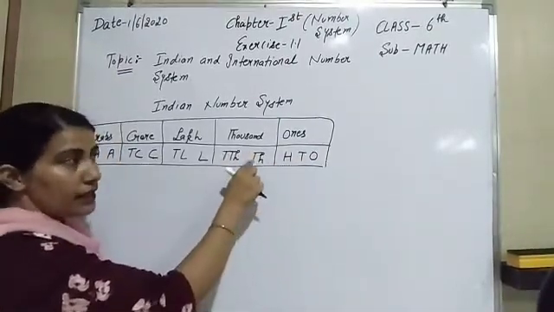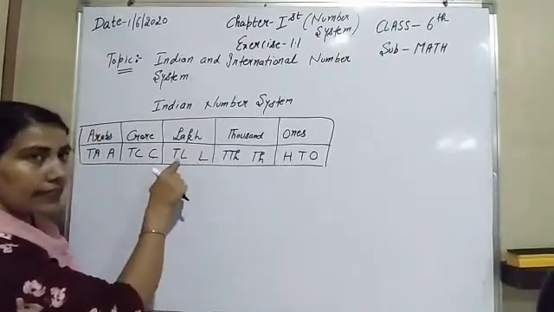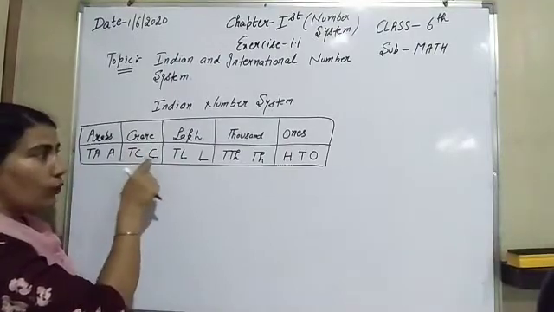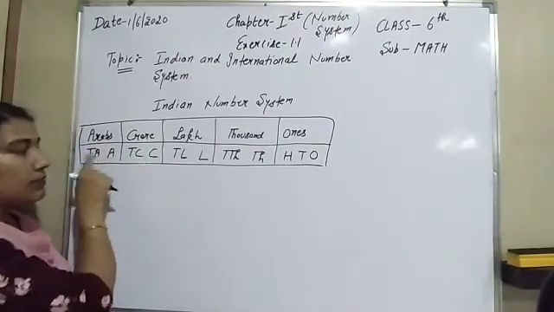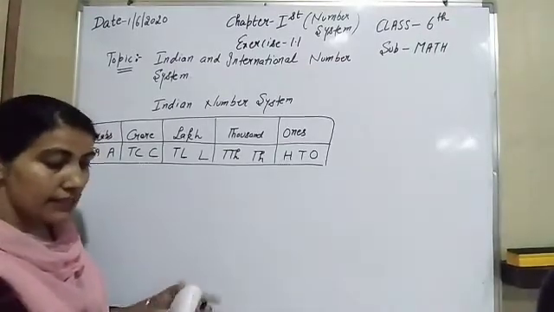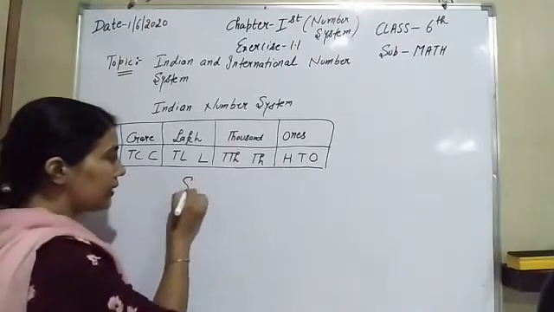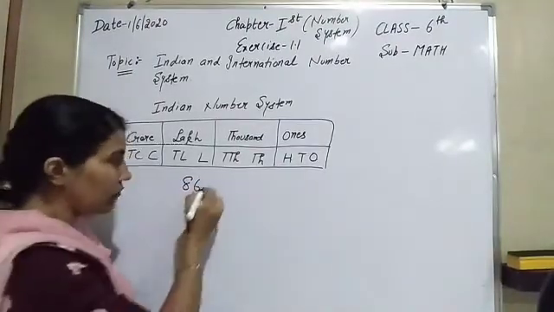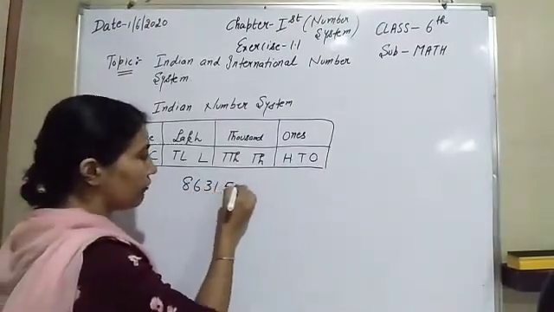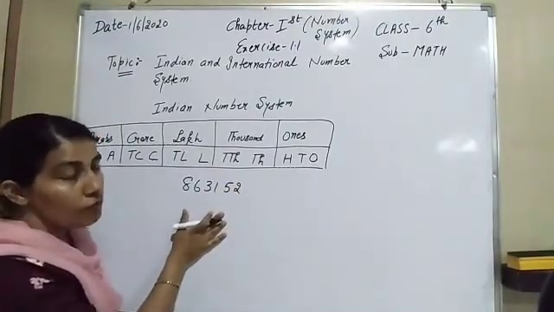After that is thousand, 10,000. After that is lakh, 10 lakh. After that is crore, 10 crore. After that is arab, 10 arab. Let us suppose we discuss one example so that you can understand easily how we write the number in Indian number system form. Let us suppose we have the number 863152. We have to write this number in Indian number system form.